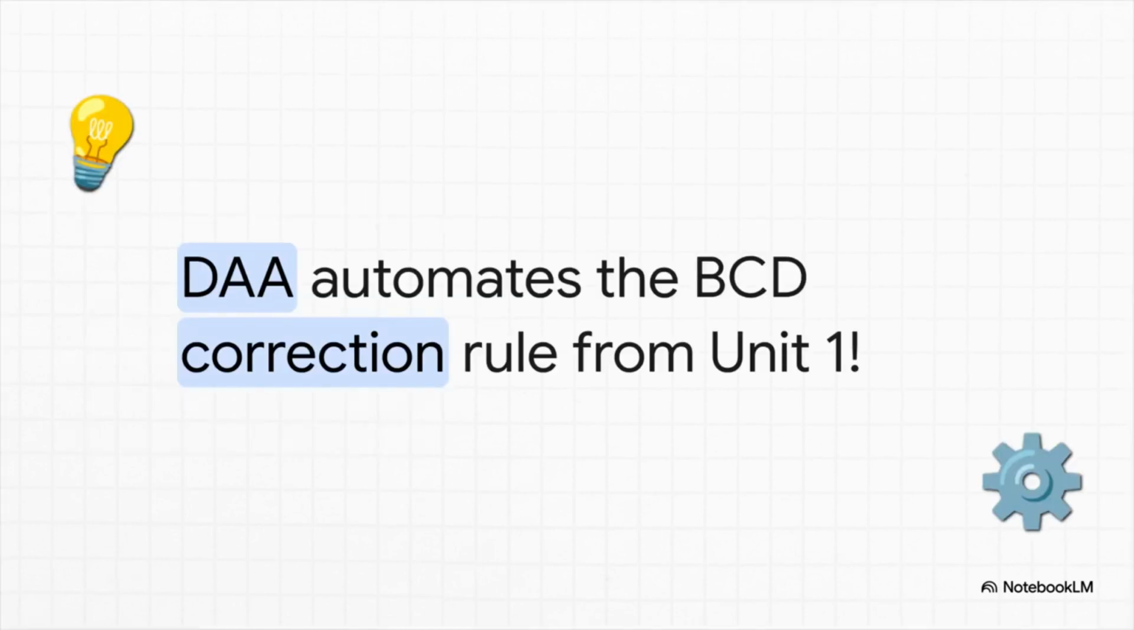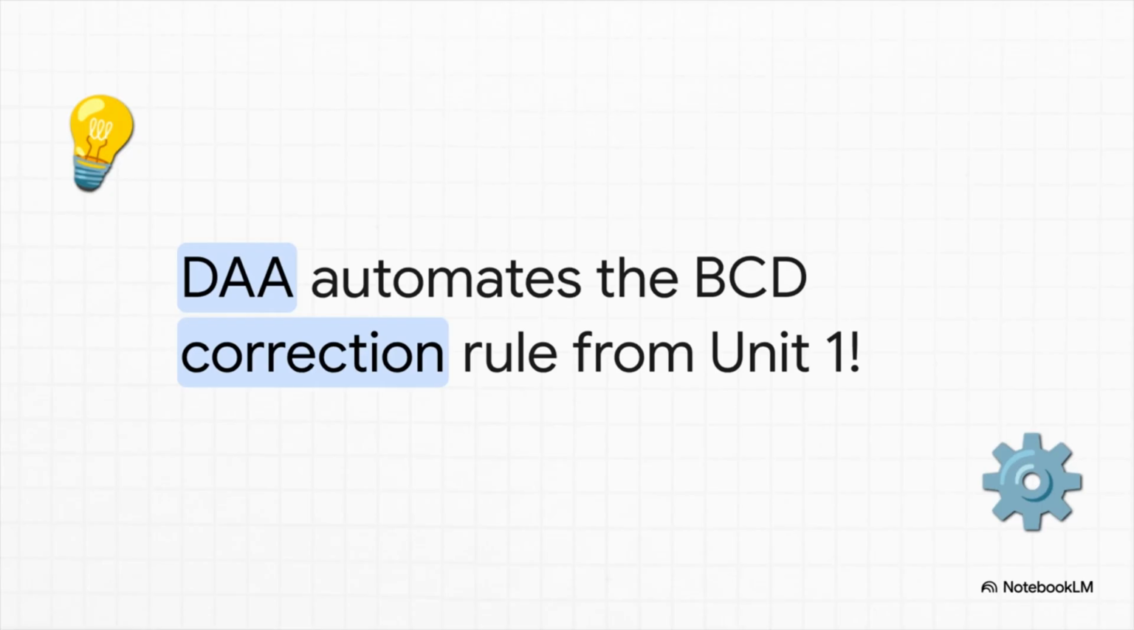Okay, get ready for a major aha moment. This is a complete Unit 1 loopback. Remember learning about BCD, binary coded decimal, and how adding them together sometimes resulted in these invalid hex values? You had to manually correct them by adding a 6, right? Well, guess what? The 8085 has a dedicated instruction for exactly that. DAA, or Decimal Adjust Accumulator.